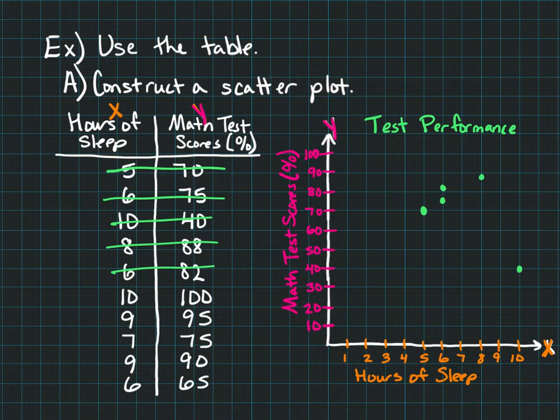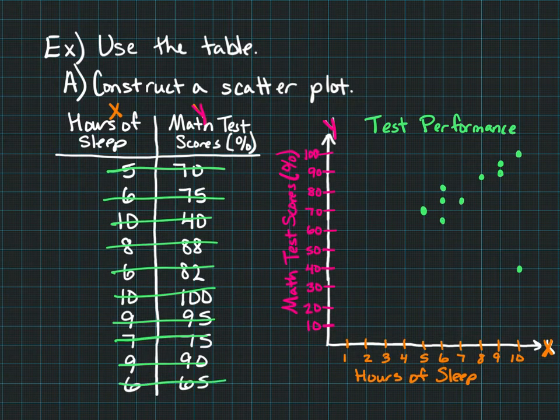Then 10, 100. 9, 95. 7, 75. 9, 90. And 6, 65.